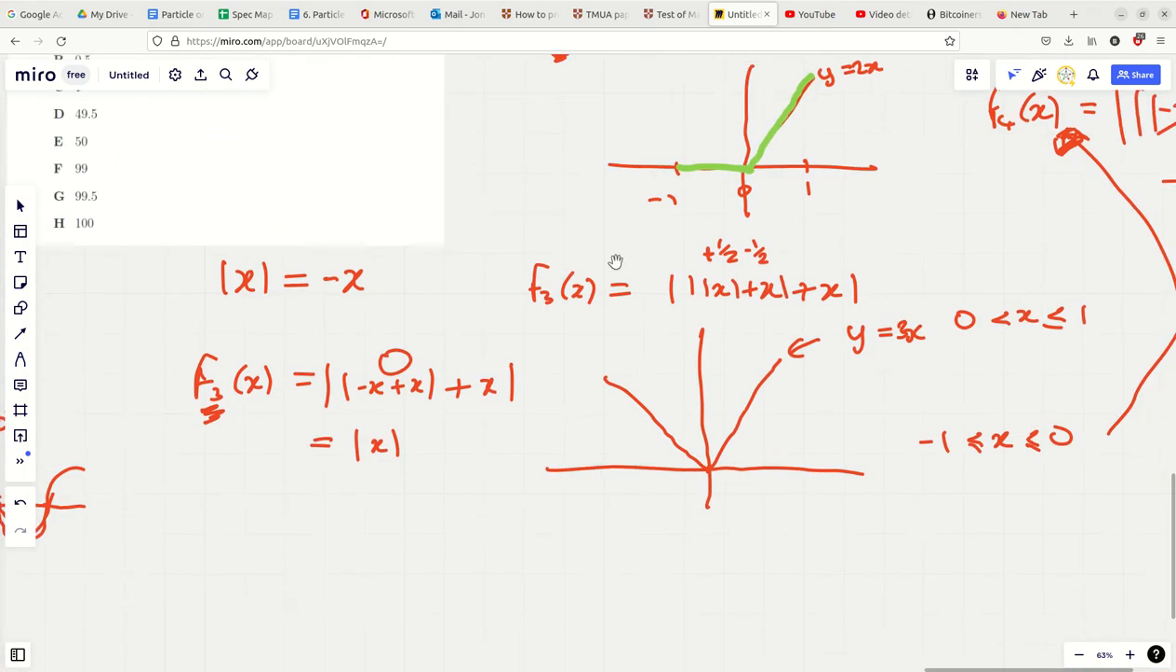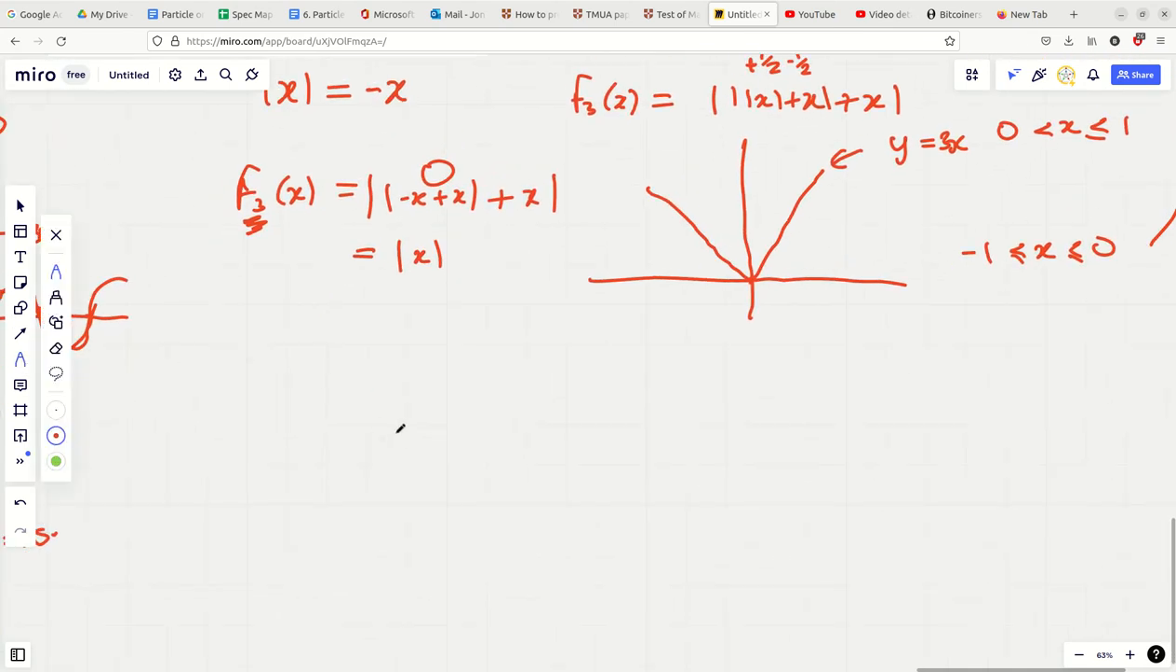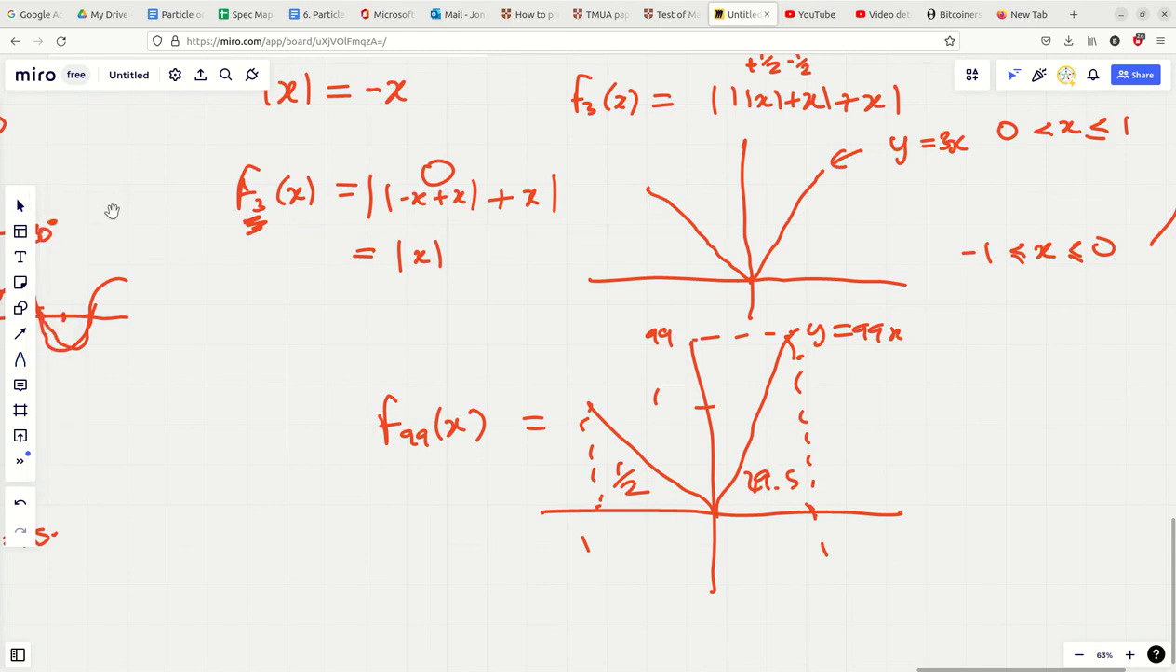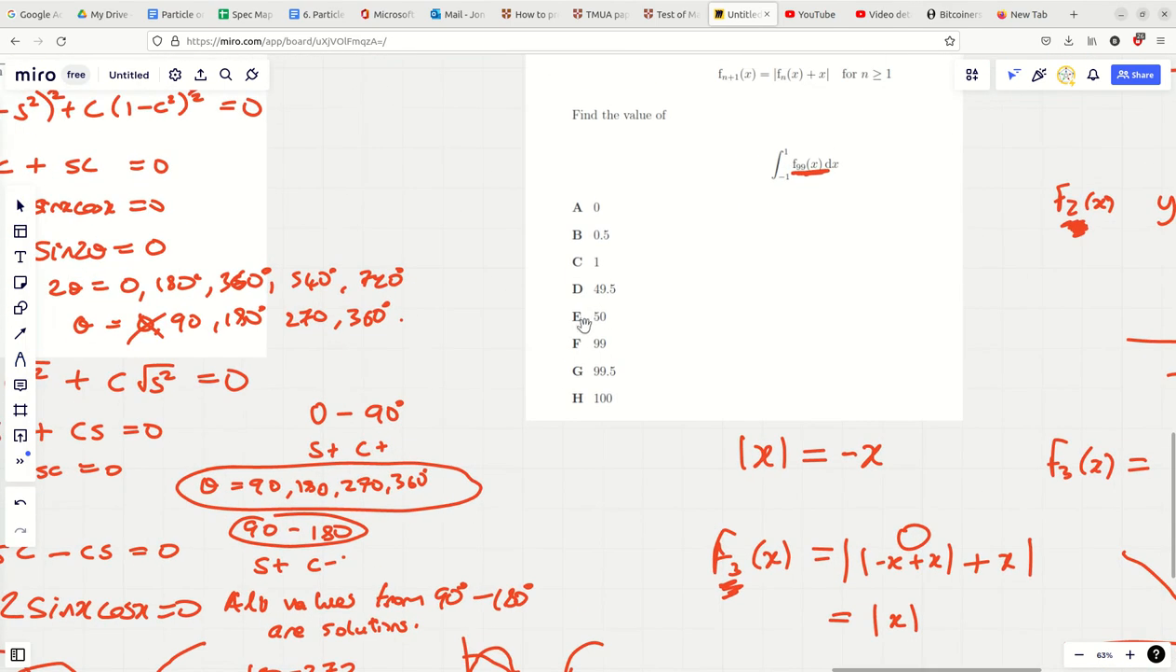Now I can do it because I realize that f of 99 is just going to be the same as basically this, where this is like 1 and 1, and that's a half. But on this side, it's going to be like a really steep line, y equals 99x, and I'm going up to 1. So as y is 99x, that must go up to 99. And so this is 1 times 99 times a half, which is like 49.5. Add them together, and I seem to get the answer in the answer key of 50.